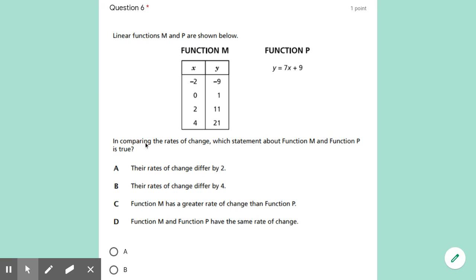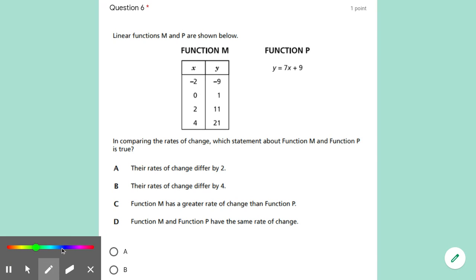In comparing the rates of change, which statement about function m and function p is true? So now, just to get a gist of this whole thing, these choices are just showing what's happening when you compare the rates of change. So let's go through our hints, starting with hint number 1. Hint number 1, it says I'm comparing the rates of change.